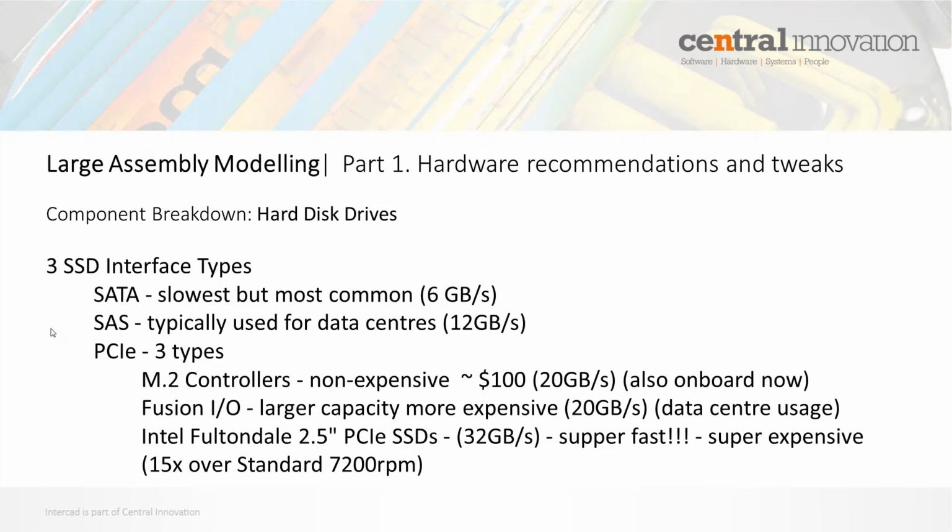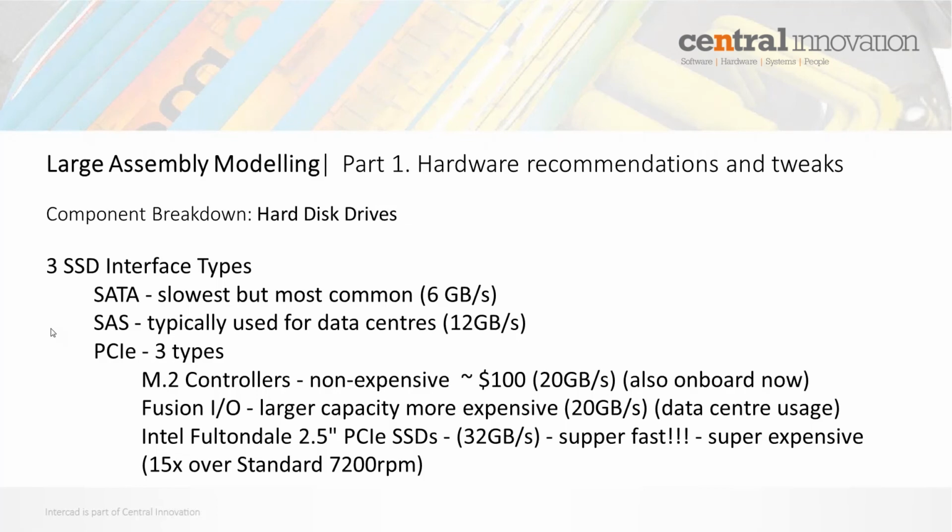And there are three different types of those. So we've got M.2 controllers. These are relatively inexpensive. They're about $100. And you go up to 20 gigabits per second across the board to the CPU. I've noticed just recently that some motherboard manufacturers are now including these on board, and that'll help you, so you won't actually have the expense of the card to access that.